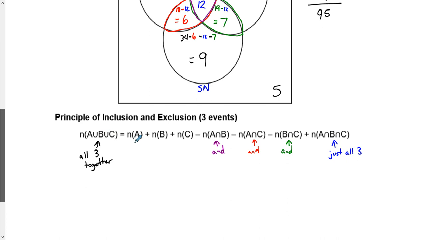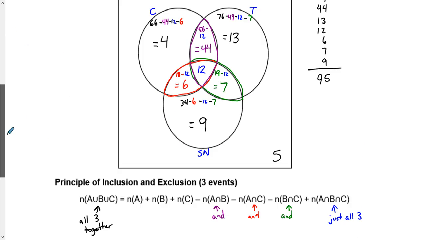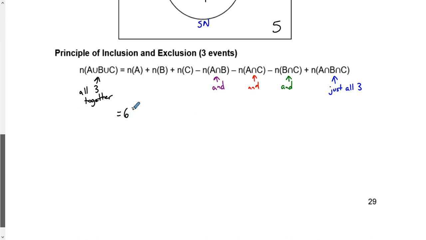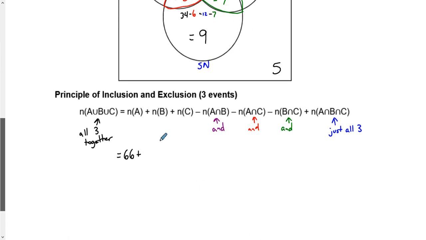Actually, no, actually it would work. Never mind. Number in A. So I'll explain that in a second. It says, how many are on the cell phone? Well, 66. How many texted? It was 76. And then it was social networking, which was 34.